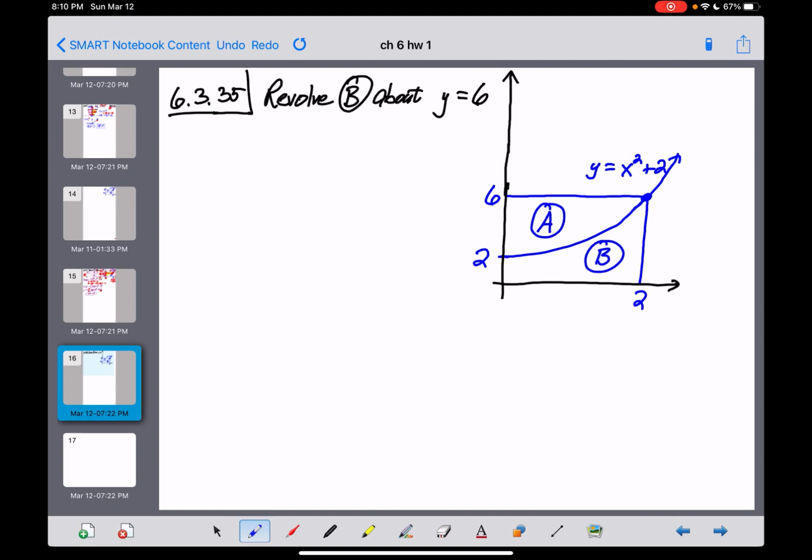Okay, number 35 here is asking us to take region B, the lower part of this figure, and revolve it about the line y equals 6. So y equals 6 is already drawn for us. That's this line that's right here. So I'll just extend that with a dotted line. And then region B, which of course is this region right here, is going to get revolved.